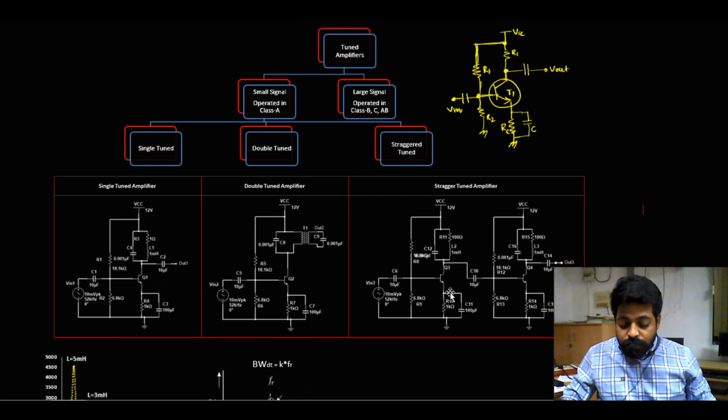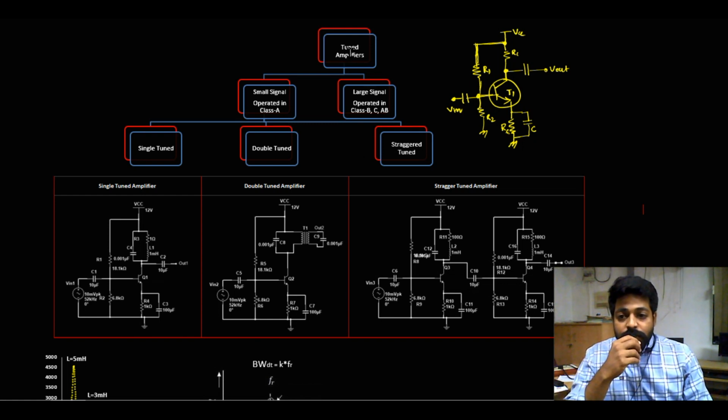So let us do the simulation for the tuned amplifier through the Multisim software. Before we go through the simulation, let us have some discussion on the tuned amplifier. Tuned amplifiers are classified into two types: small signal tuned amplifiers, which operate in class A mode, and large signal tuned amplifiers, which operate in class B, class C, and class AB mode.